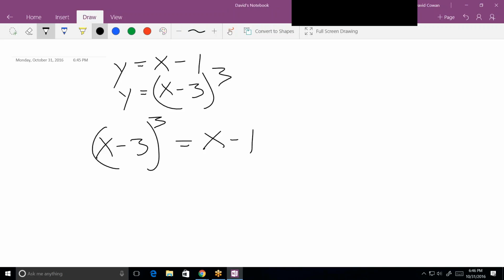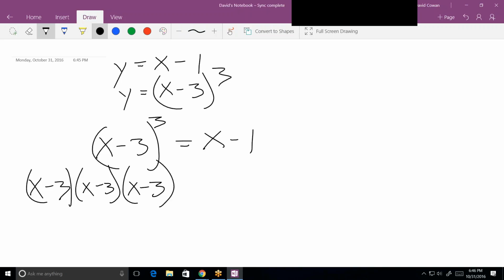So now what? Now we have to FOIL out the x minus 3 cubed. I don't think there's a way around that. Taking the cube root of each side doesn't work. So here's the way I like to do it. Do the last two first, creating a trinomial, and then multiply that trinomial by this initial binomial.